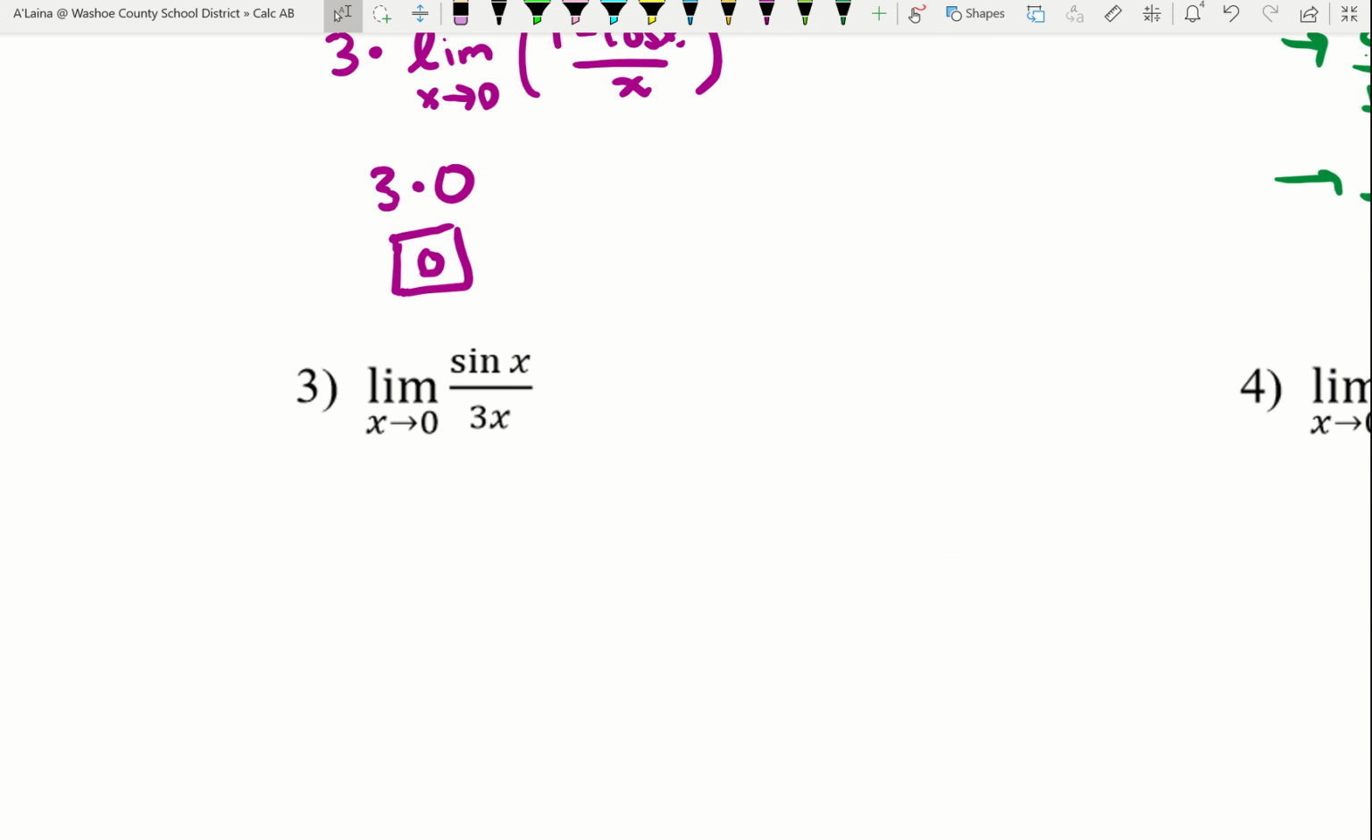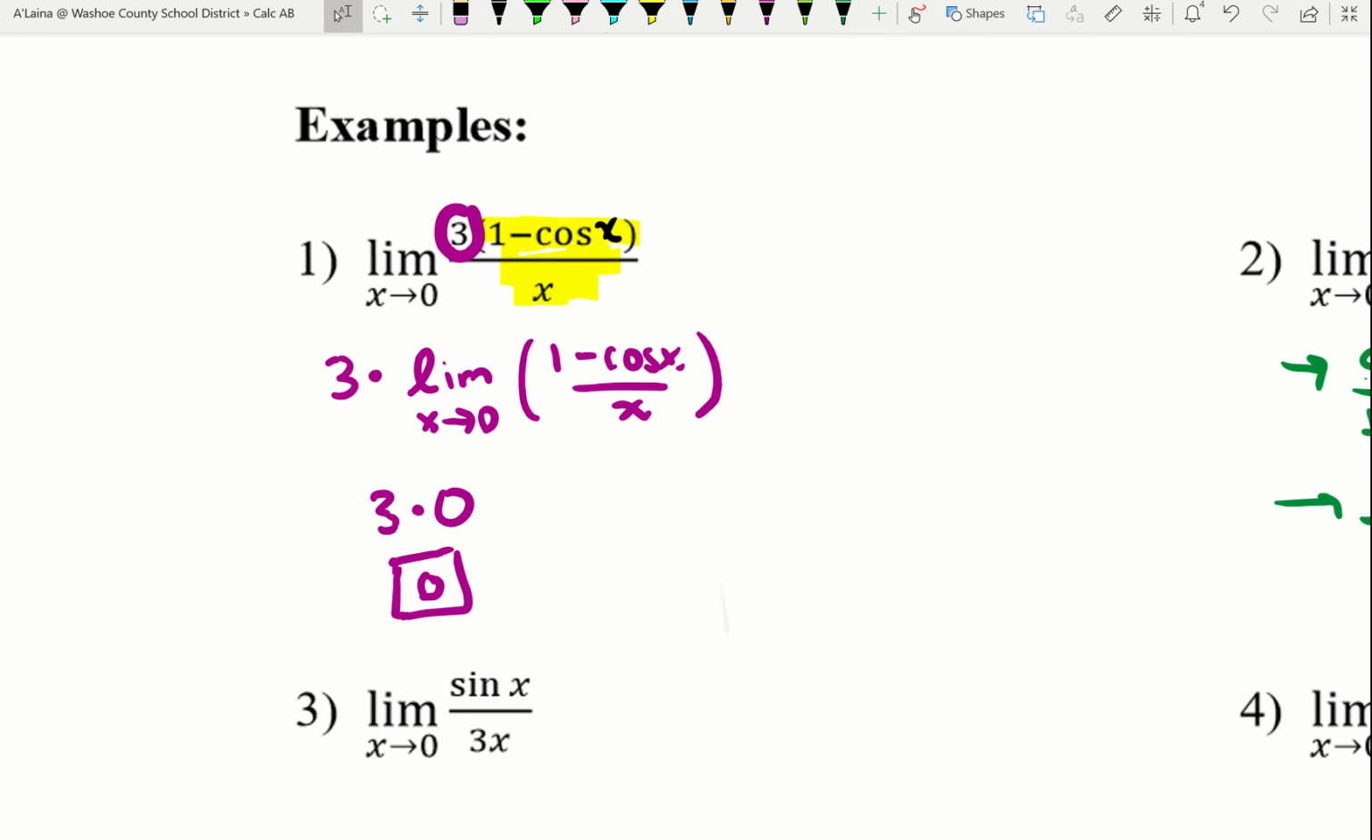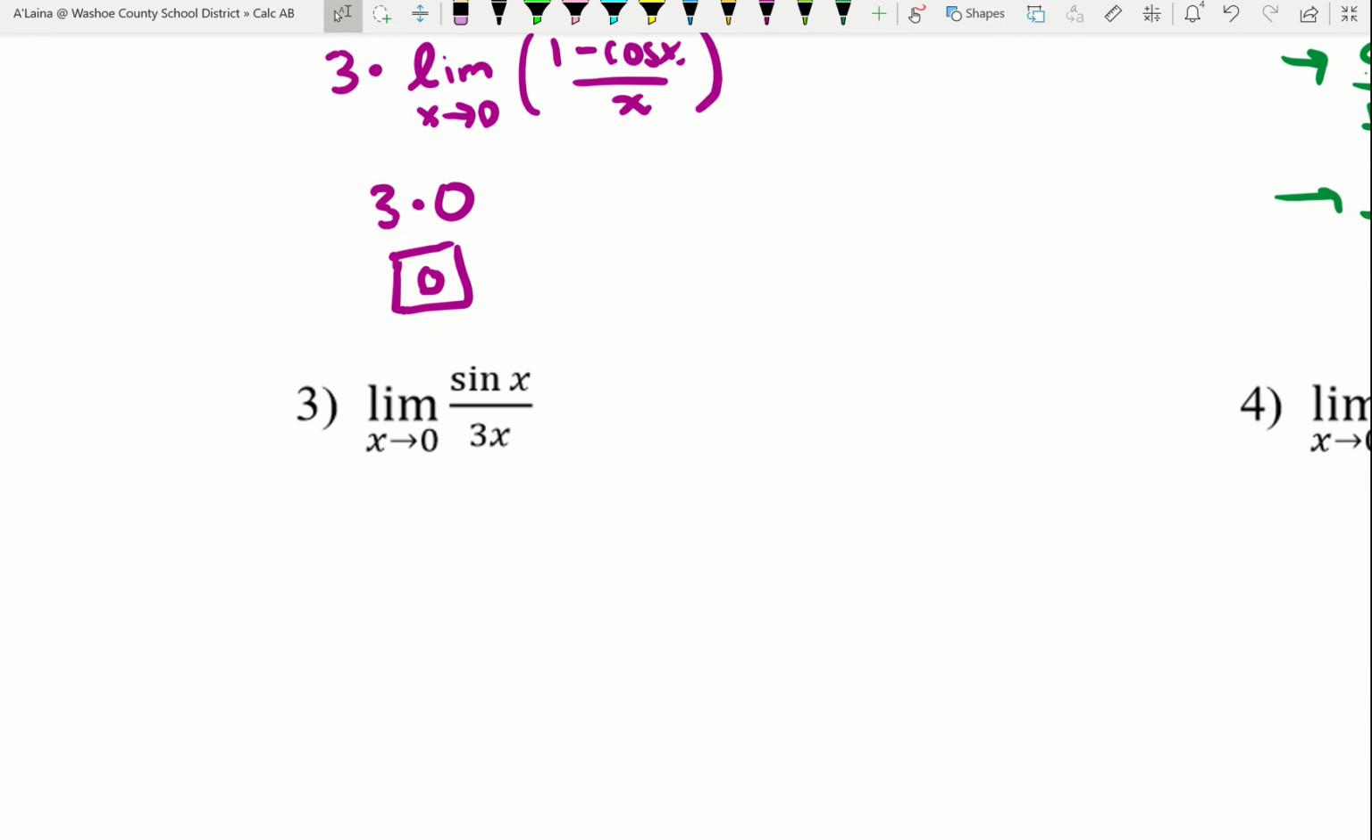All right, for number 3, you can pause. This one is kind of related to number 1 a little bit, so give it a shot. And then when you're ready, you can restart the video.